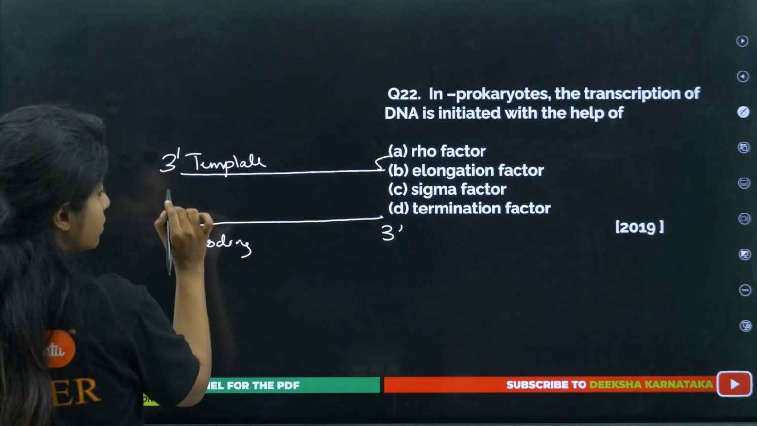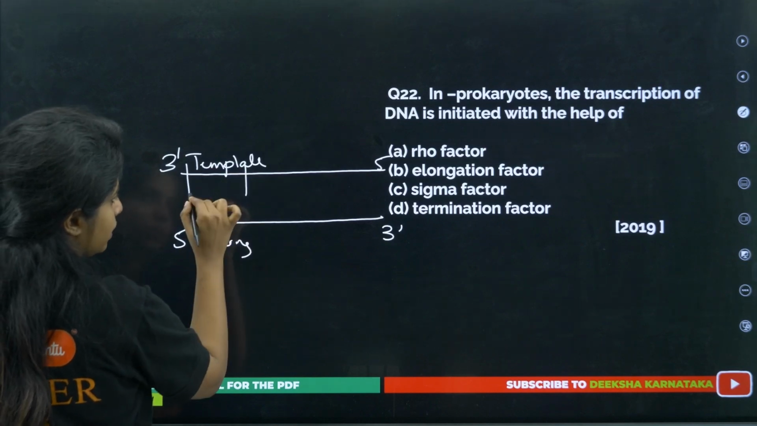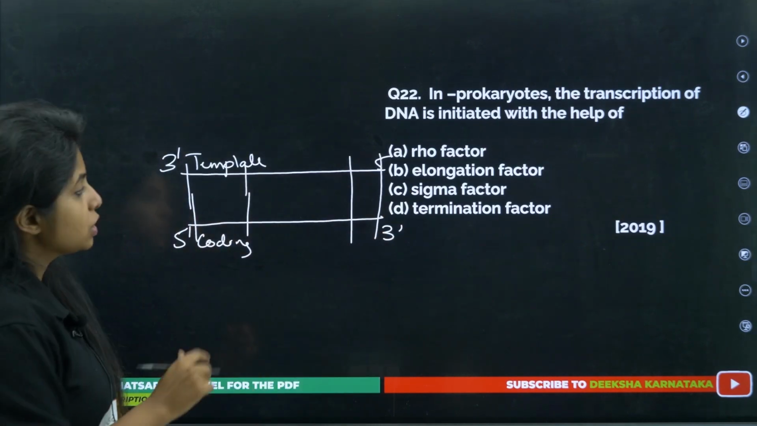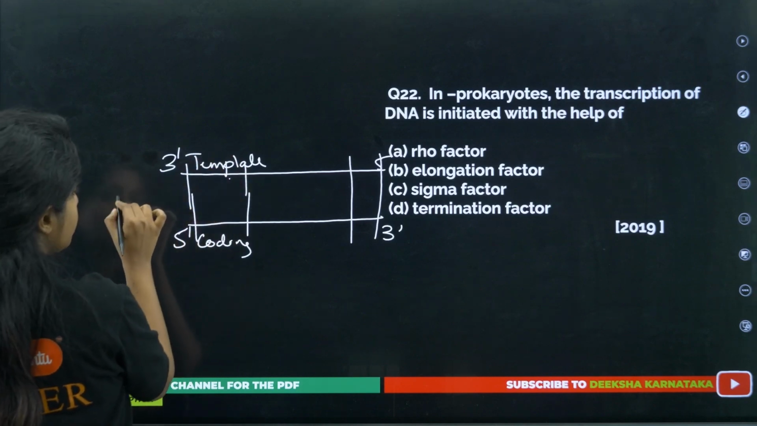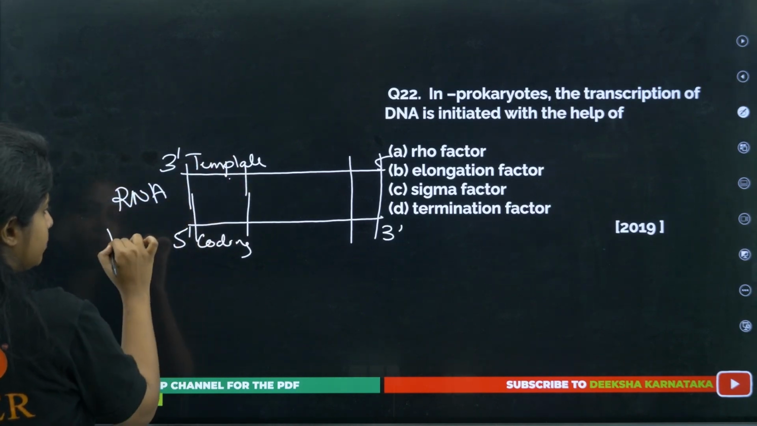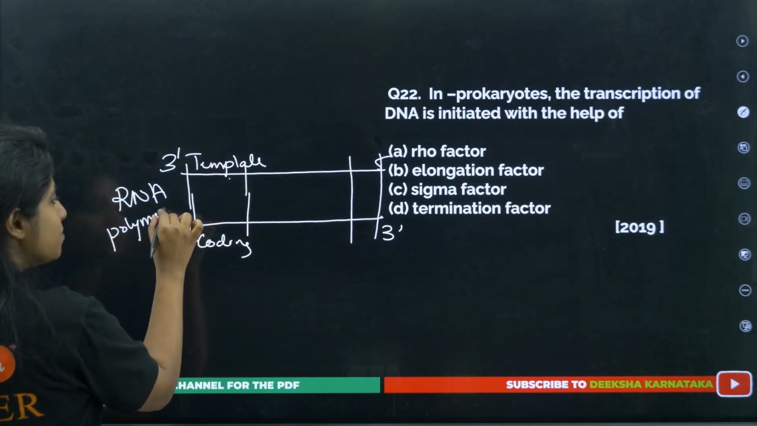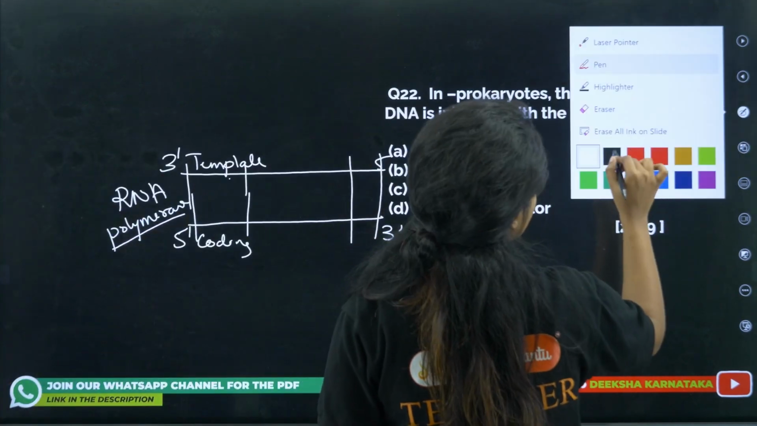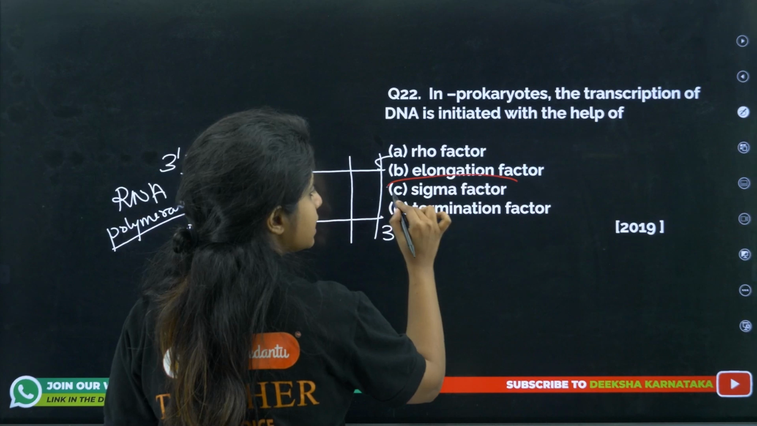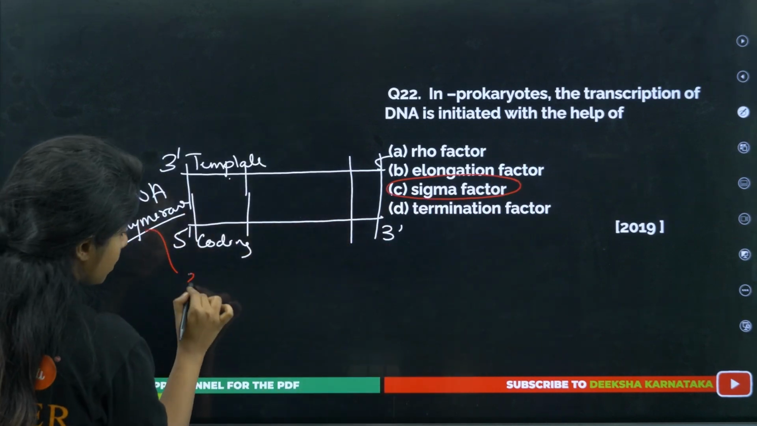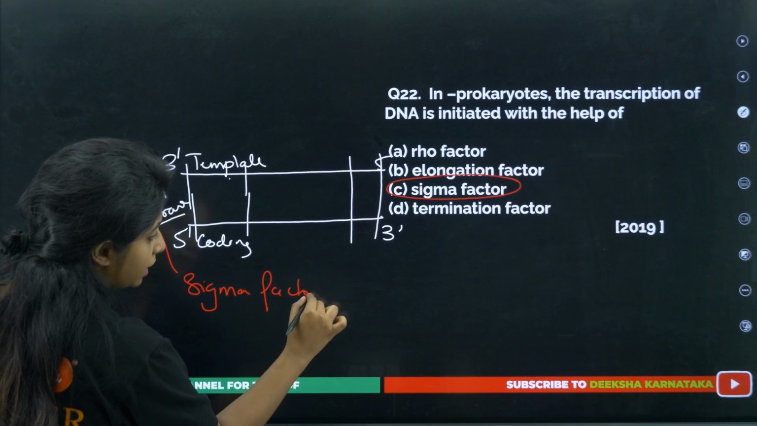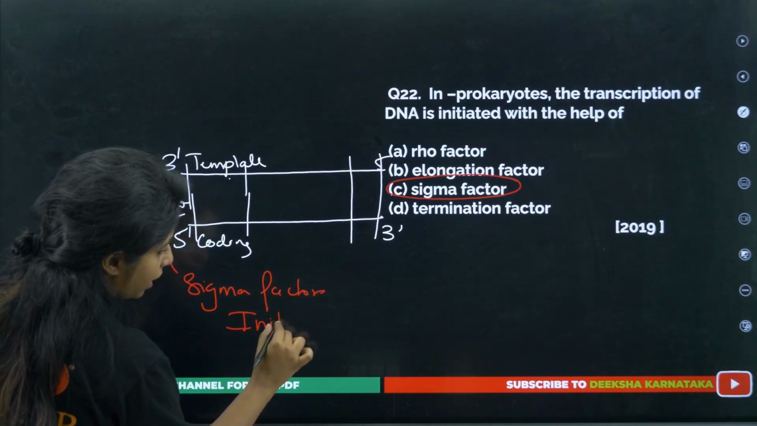Over here, there is a sequence which is known as the promoter sequence, my dear children. And over here, there will be a sequence that is known as the terminator sequence. On this promoter sequence, the RNA polymerase has to come and bind. But it will only bind if there is a very important factor present along with it, which is known as sigma factor. So sigma factor is needed for initiating. Sigma factor is also known as the initiator factor.